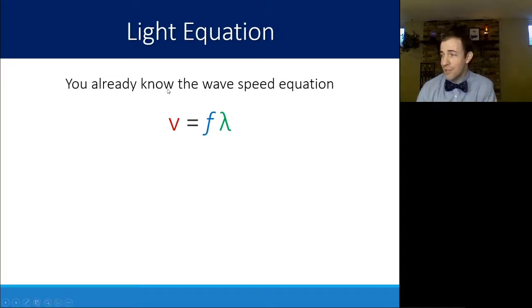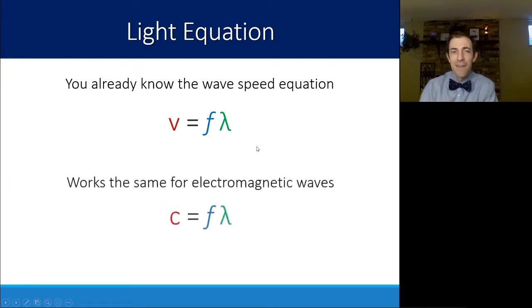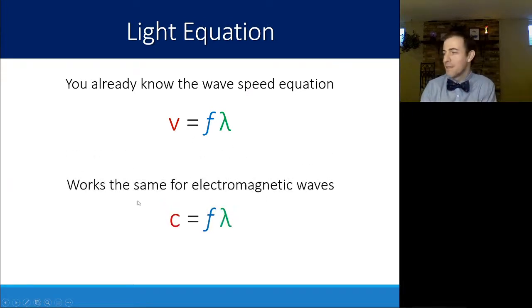So our light equation is going to operate the same as our wave speed equation. The speed is equal to frequency times wavelength. For light or electromagnetic waves, we just swap in a c for v, because that c is governed by the laws of nature.